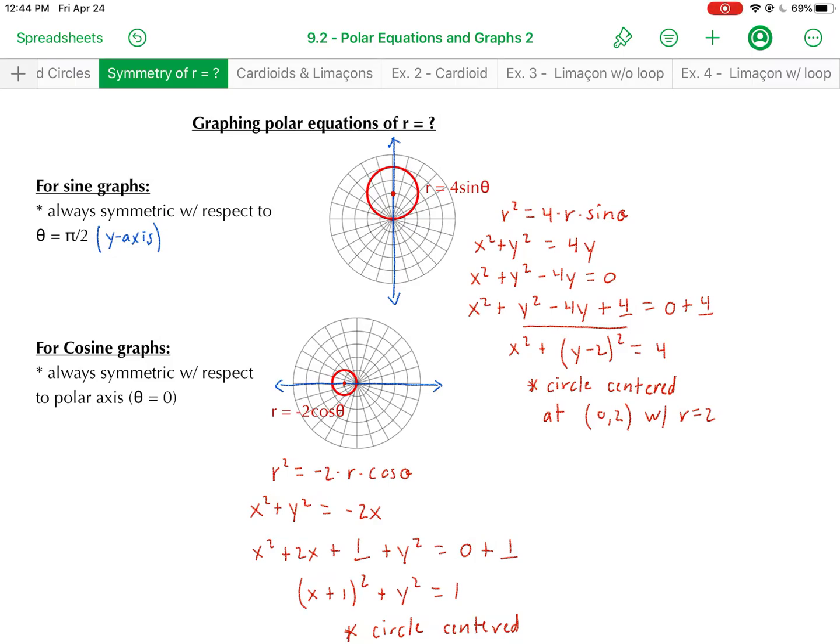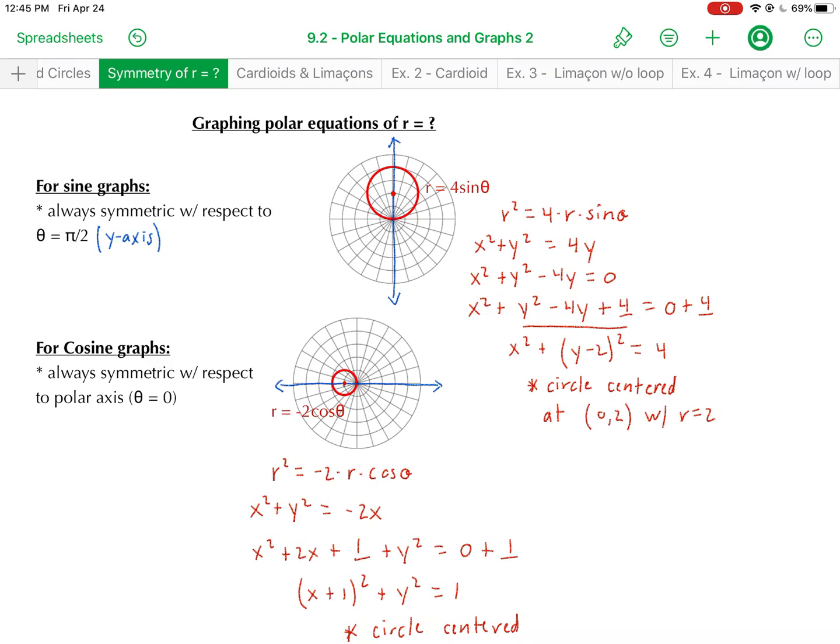What's up, everybody? Today we're going to be continuing graphing polar equations, and I want to start off today by just reviewing our symmetry rules for polar equations of the form r equals. When you have sine of theta somewhere on the other side of r equals, that means your graph should be symmetric with the line theta equals pi over 2, which is a lot like the y-axis. They're one and the same.